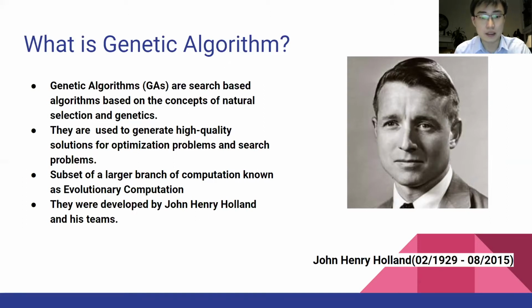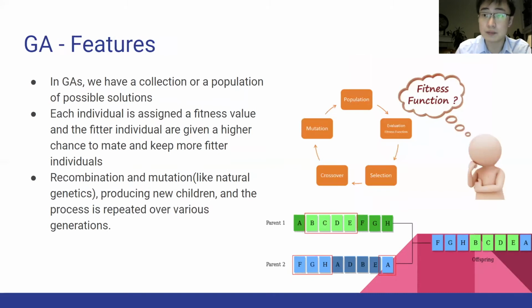So let's see the next one, the genetic features. In a genetic algorithm, we have a collection or population of possible solutions. And each individual, each chromosome, is assigned a fitness value, and the fitter individuals are given a higher chance to mate and produce more fitter individuals.